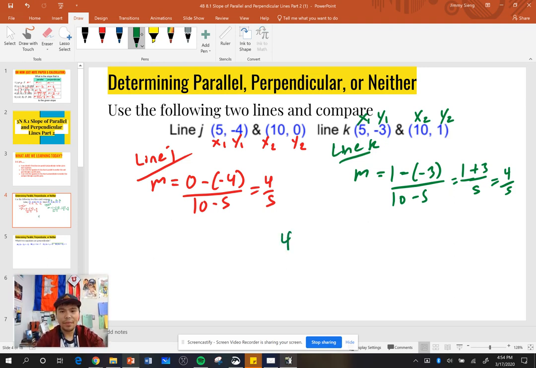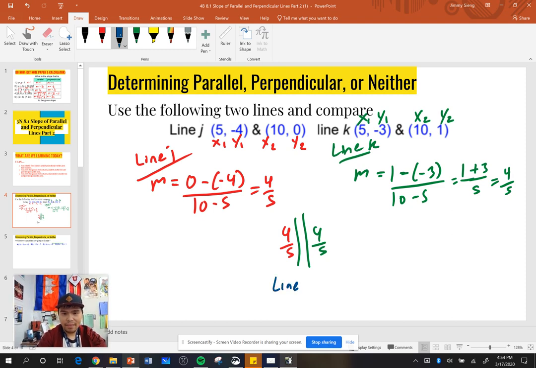If I compare those two right by each other, we can see that they look the same. So therefore, these two are perpendicular, okay? We can write this as line J is perpendicular to line K.